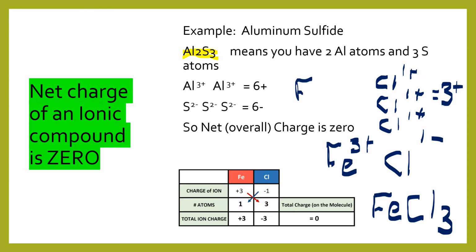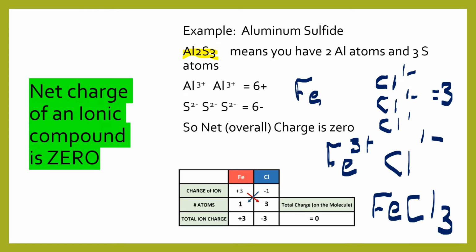Your Fe, or sorry, I'm so sorry. I just wrote 3 plus and I meant to write 3 minus. Concentrating too much on the pen. Let's try that again. So 3 minus. Oops.